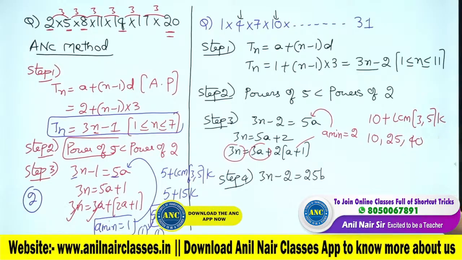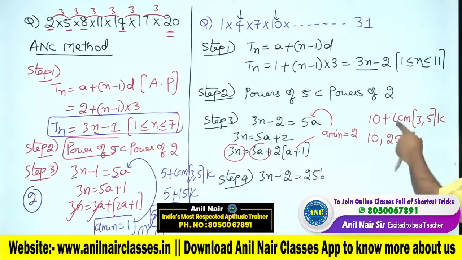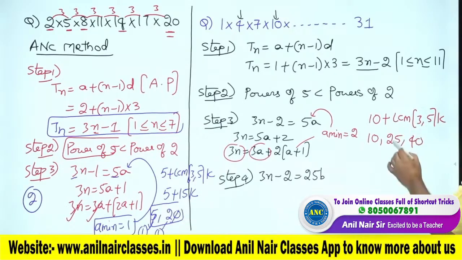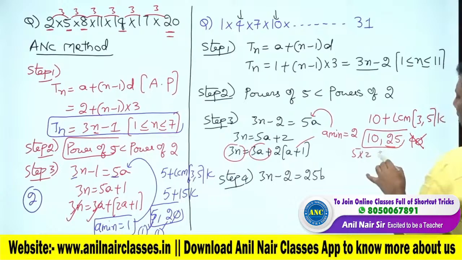K value 0, 10. 10 is present in the series. K value 1, 15 plus 10 is 25. K value 2, 30 plus 10 is 40. So 10 and 25. I hope it is clear. Now, here it is 5 into 2 and 5 into 5. There are two multiples of 5.